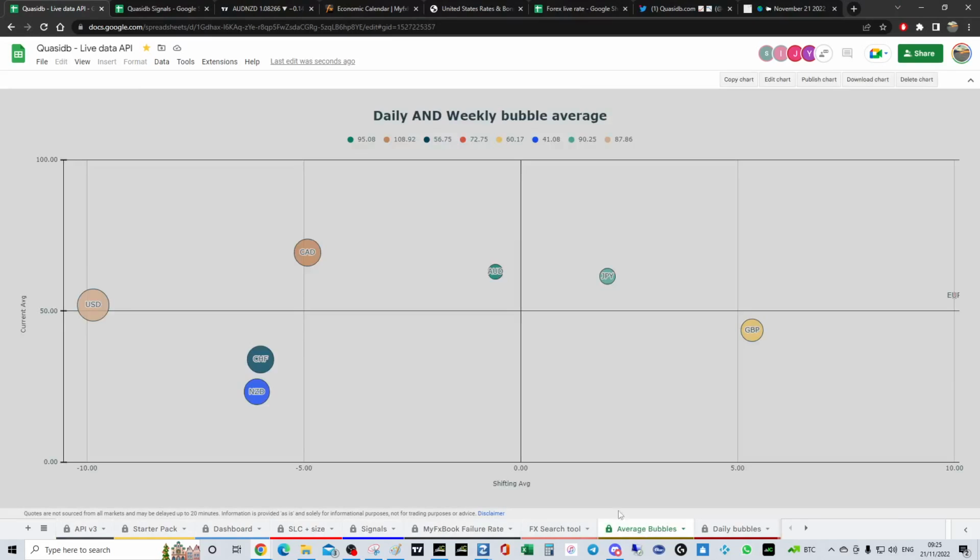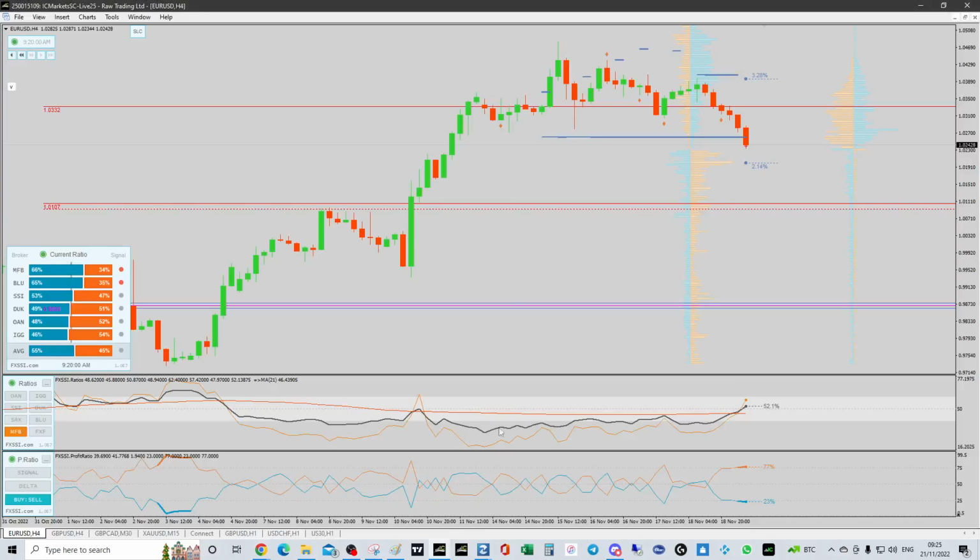If you go to average bubbles, the dollar has been shorted by the retail guys and they've gone quite long on the euro. Just bear that in mind. So we should see some dollar strength, which we're seeing on the Euro USD. MR2 is going to be a good resistance, and the next one is MR1, which is probably going to be a likely target, 101.07.